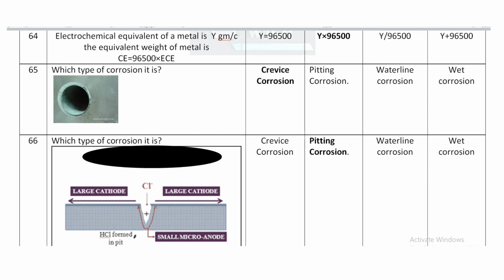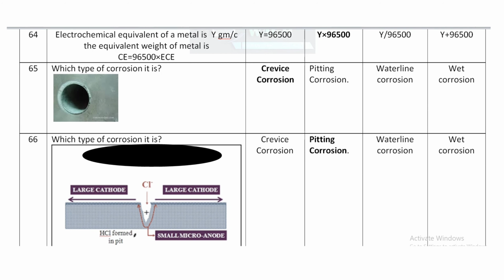Which type of corrosion is it? In the diagram, it is crevice type of corrosion because there is a gap between the metallic and non-metallic structure. There is a gap, therefore it is crevice corrosion. Now the next question: which type of corrosion is it? In the diagram, it is pitting corrosion because pits are formed here. Small anodes are there. Therefore, it is pitting corrosion.